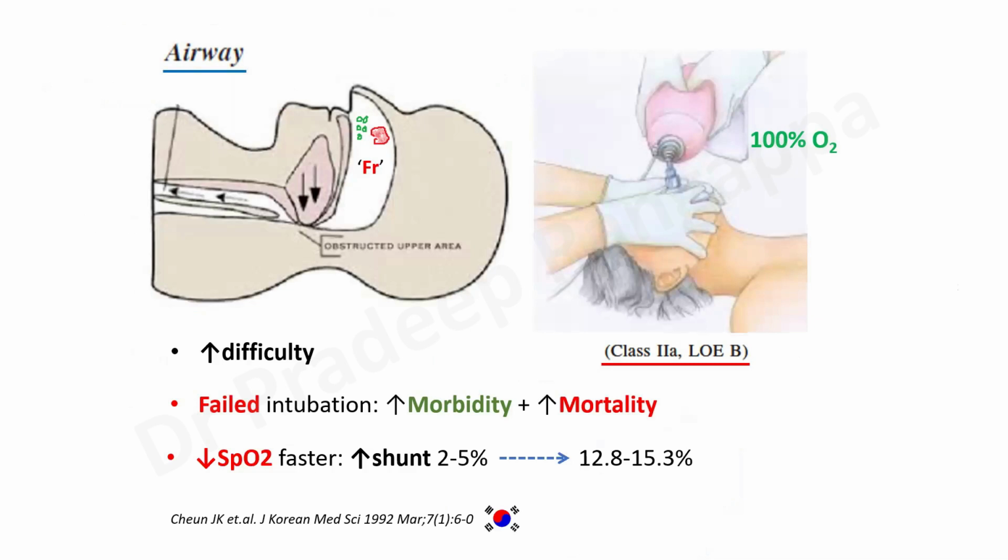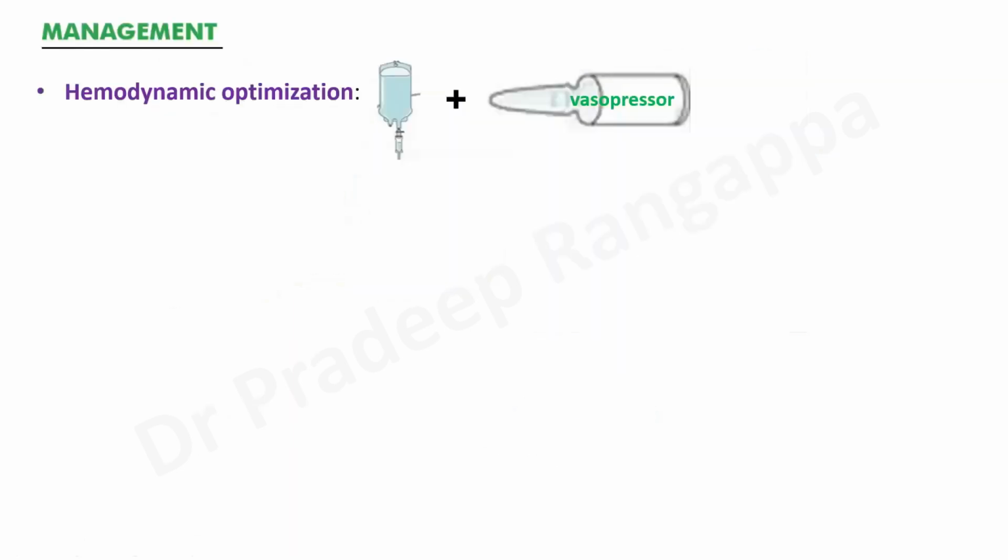And saturation really comes down very fast because the shunt fraction in pregnancy significantly increases from 2 to 5% to 12.8 to 15.3%, which means they do not have much respiratory reserve, and FRC, functional residual capacity, will be lowered. So they would desaturate very fast. So it is imperative that all the airway management is done by an expert with all the difficult airway setup in place.